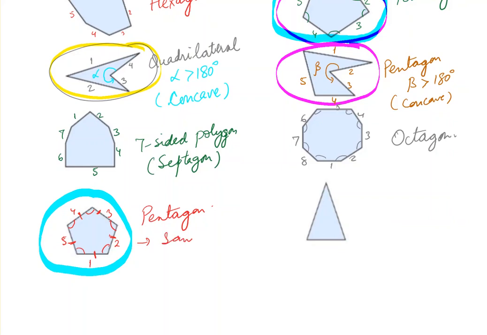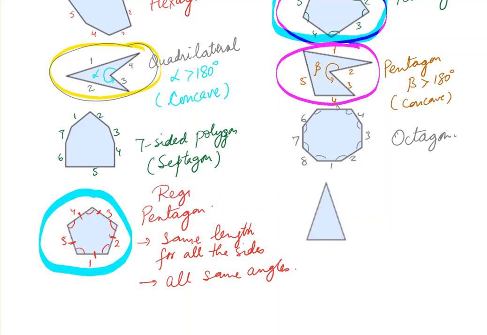Same length for all the sides and same angles. So all angles are the same. So this one is called a regular pentagon. Any polygon which has the same length of all the sides and the same angles is called regular.